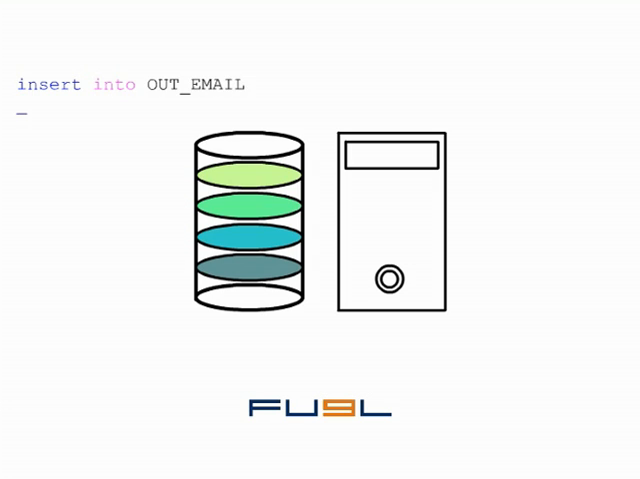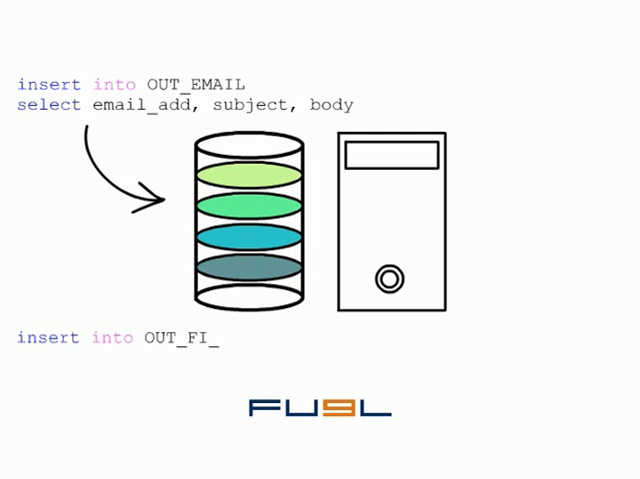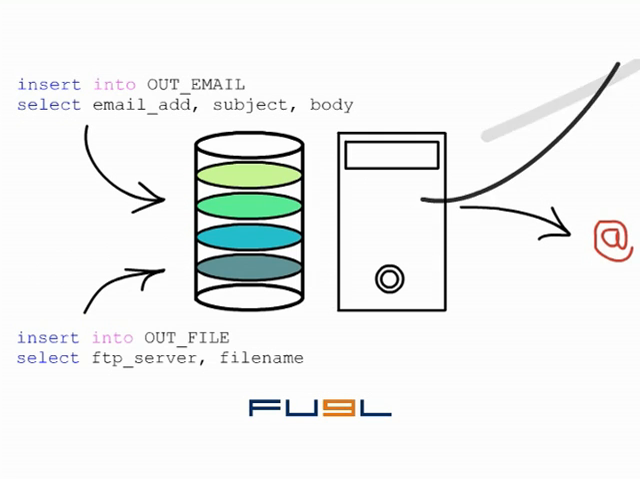An example of a typical notification job could look like this. Insert into out email, select email address, subject, body, etc. from my table. Or insert into out file, select FTP server address, file name. After one or more jobs have been defined and the event has been marked complete, the Boomerang server will kick in and process the jobs. In this simple example, sending an email and storing a file to an FTP server.